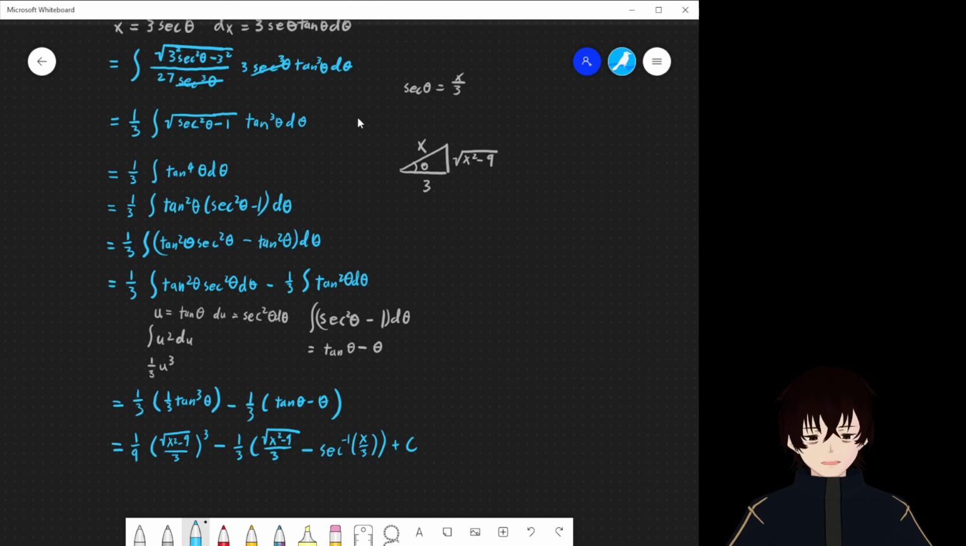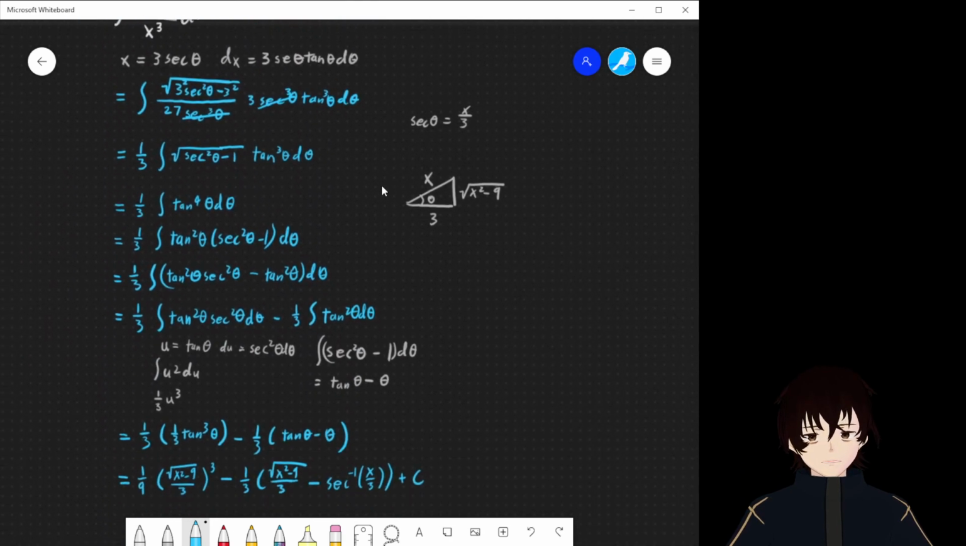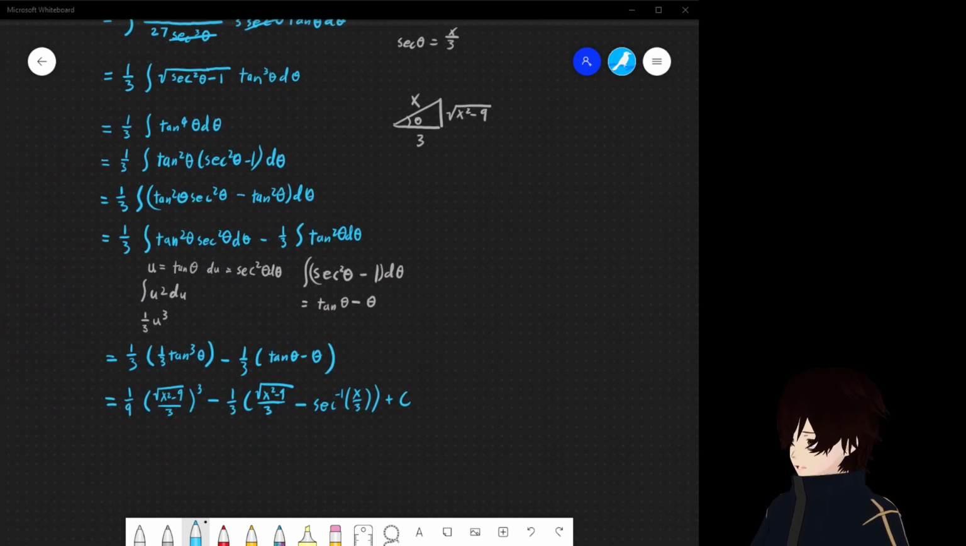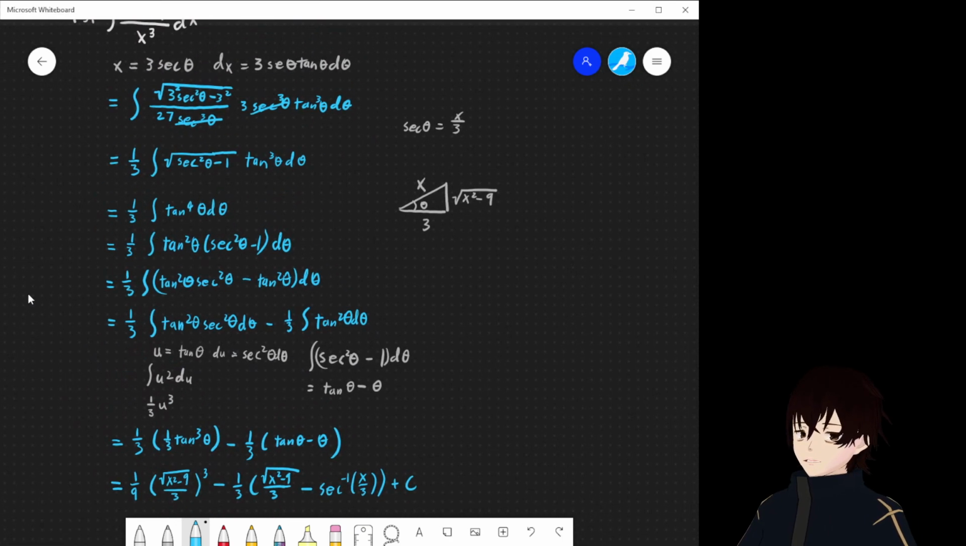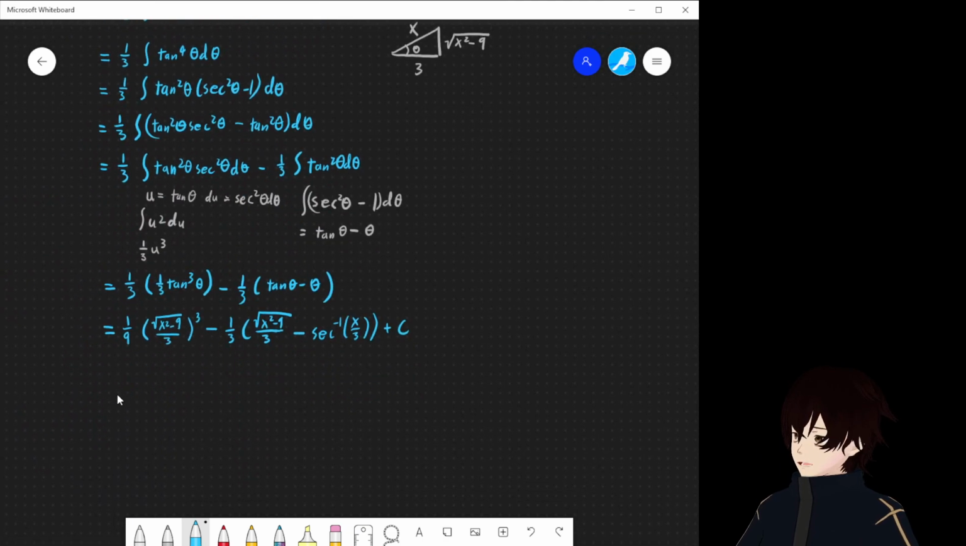Did I write the plus c in the other problems? Yes, I did. Yes, I didn't forget. Now that's an odd number question, so let's check the answer. Number 13. They simplified the answer. Why do you simplify the answer? What if the answer is simplified? This is still wrong.